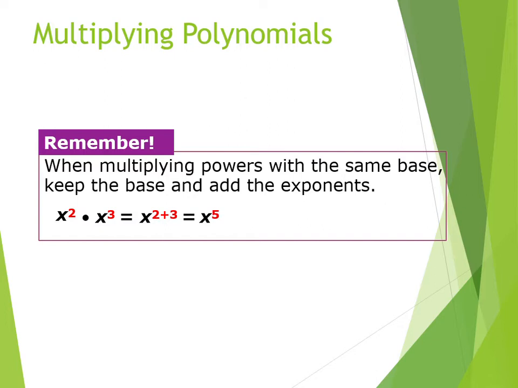So always remember that when you multiply two terms together, you must multiply the numerical coefficients and add the exponents. And if you have like terms, when we say like terms, you have the same variable and the same exponent. So you can actually combine those like terms and simplify.